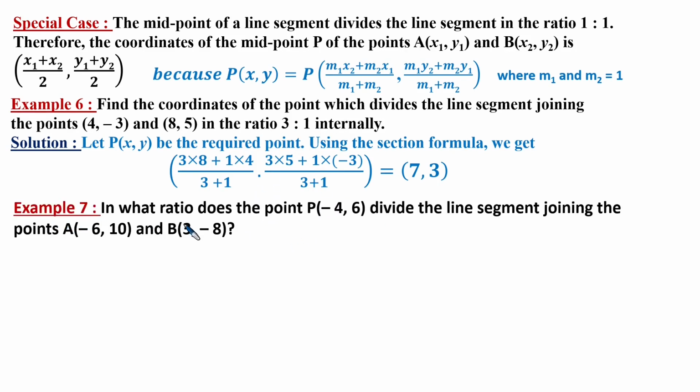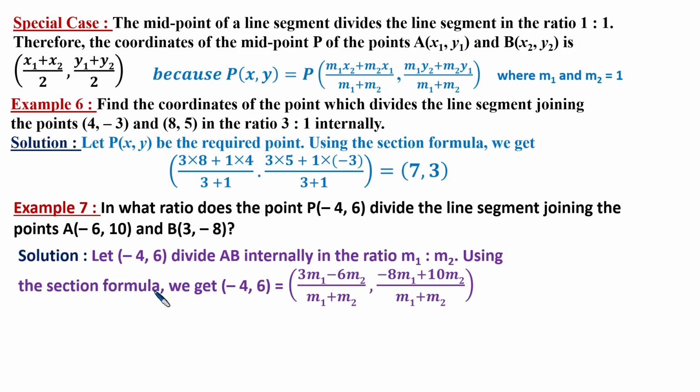Okay, example 7. In what ratio does the point P, this is the x and y of the point P, divide the line segment joining point A, this is the coordinate of A, and B, this is the coordinate of B. So I use the same formula. This P of xy is given here. And I know M1 and M2 I have to find. And x1, x2 are given here. This is x1, this is x2, this is y1, this is y2. And M1, M2 I have to find. So I can equate this 4 with this, minus 4 with this, and 6 with this.